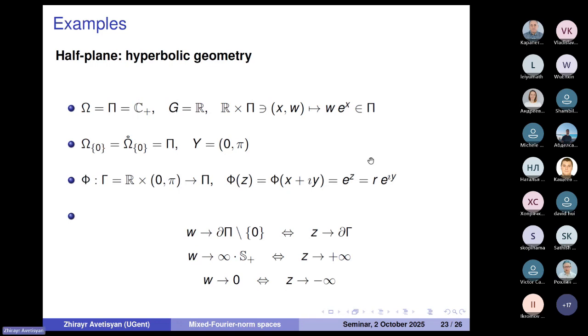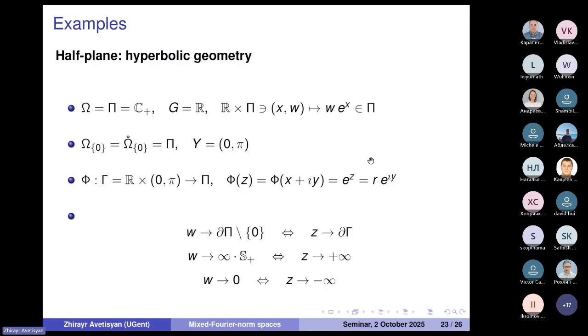So thus, our model G cross Y is here R cross (0, pi), and the holomorphic coordinates map this model space to our half plane. So the model space is essentially a belt, right, of thickness pi around the real axis, whereas the domain is the half plane. And the explicit form of this holomorphic transformation is this. So phi of z is e to the z, basically the exponential map.